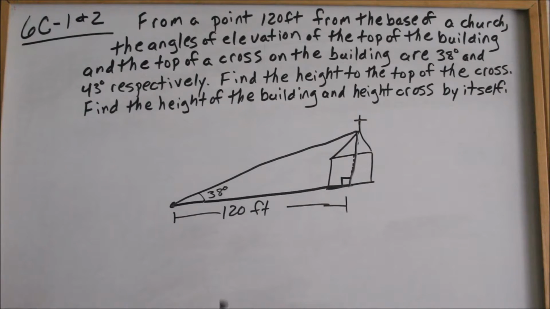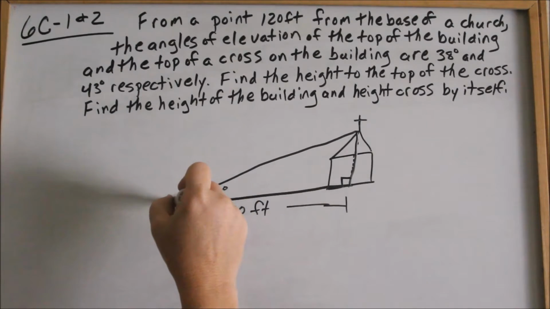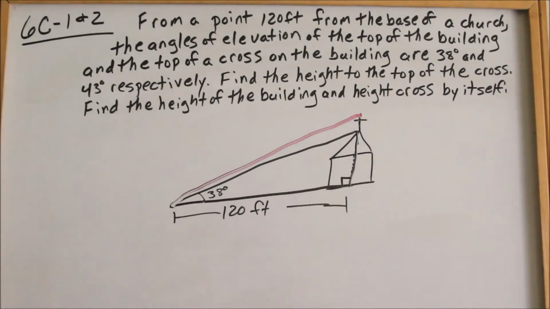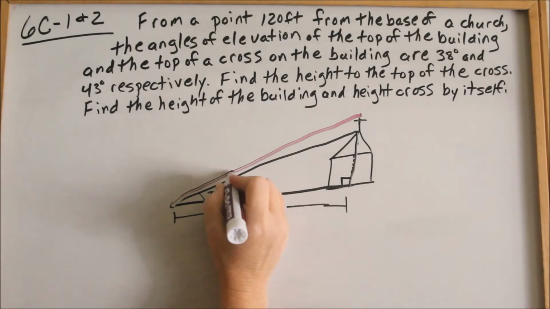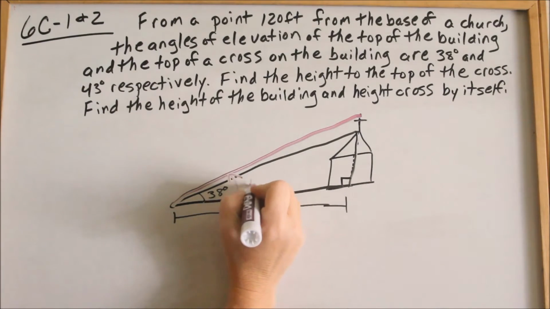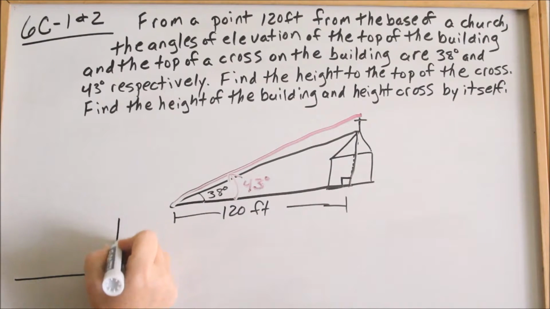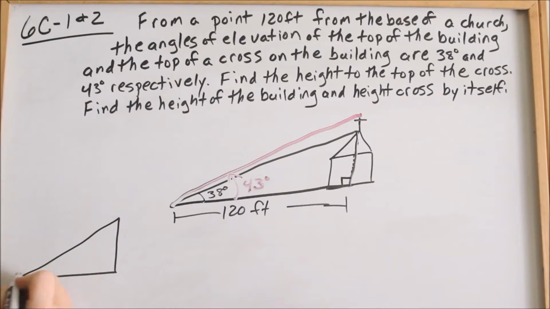So then you also have an angle of elevation to the top of the cross. So you have basically this line right there, and then that angle of elevation is 43 degrees. I know that that's hard to see. Basically, you can draw it as two different pictures, okay? You have a triangle where you have the top of the church, okay?